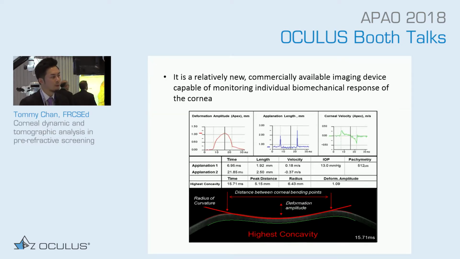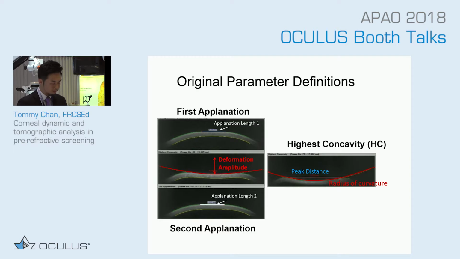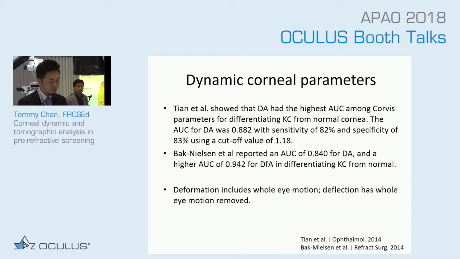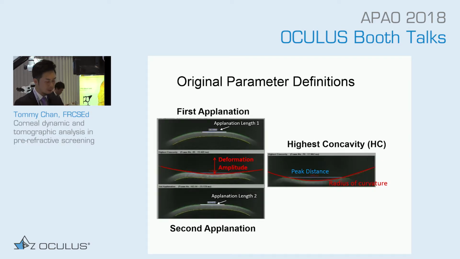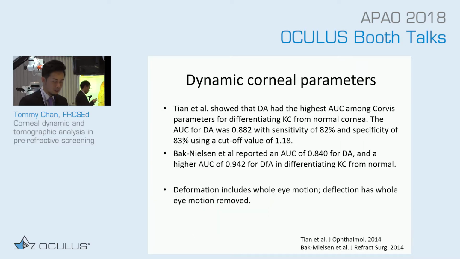It has a lot of different parameters that I cannot explain now because of the time limit, but they have different phases. Studies have shown that the deformation amplitude, the red one from here to here, actually has the highest area under curve in differentiating keratoconus from normal, and the AUC is 0.882 with high sensitivity and specificity. Another study also found the DFA, which is the deflection amplitude, which is similar to the deformation amplitude. They found that both are very good at differentiating keratoconus from normal.